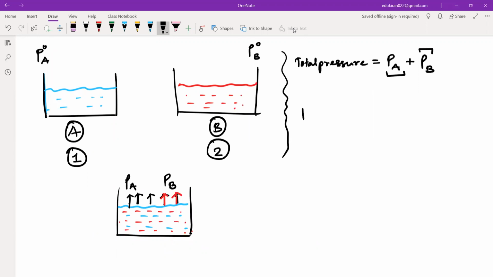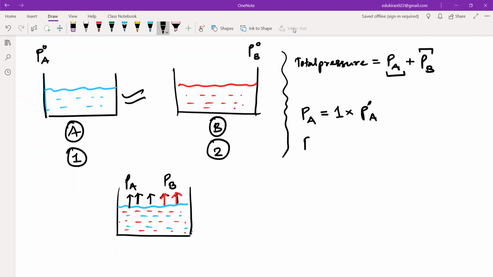So, I can say PA will be equal to, जब ये pure था, if you just have, please listen, if you just have A, that means in this case, it will be equal to 1 into P naught A. Correct? Yes or no? Please tell me. Yes. If you just have pure A, सिर्फ pure A है तो it will be that much.